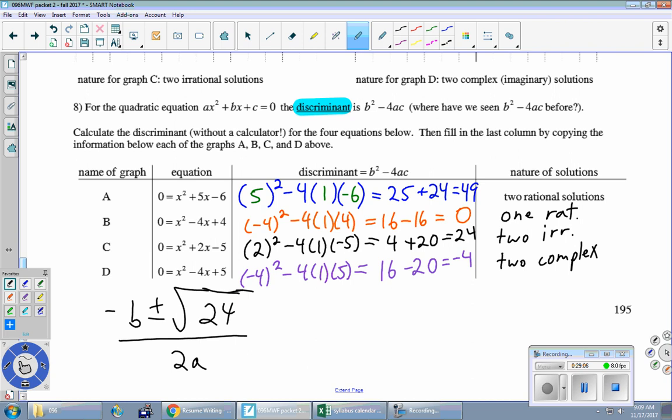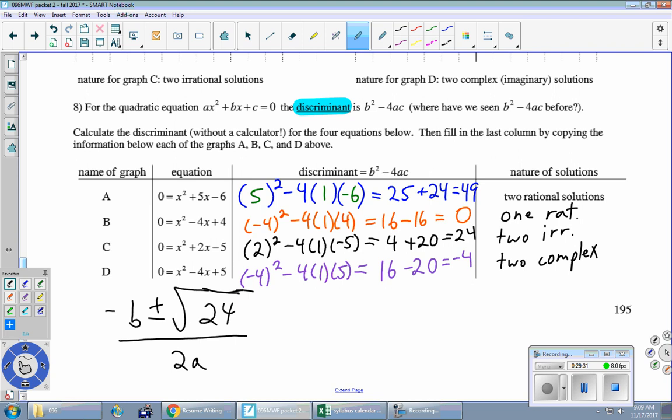What was it about the number 24 that made it so we were irrational? It is not a perfect square. That's the difference between the 49 and the 24, right? Square root of 49 became just plain 7. Square root of 24 is an irrational number. So that's the distinction. Perfect square to rational. Not a perfect square to irrational, okay?